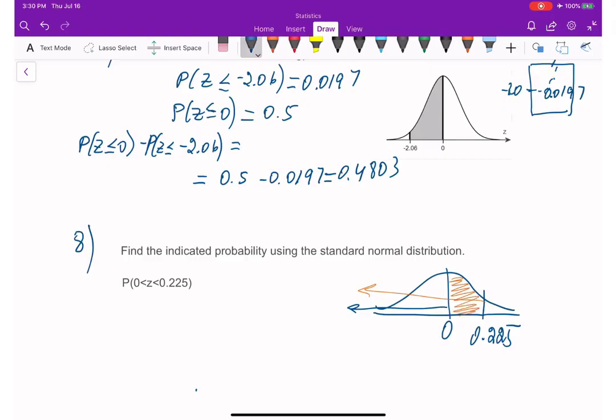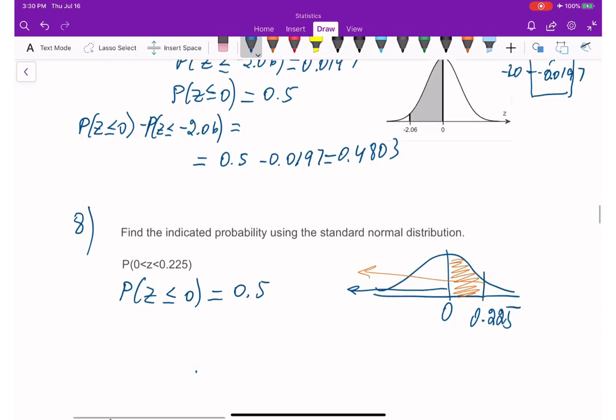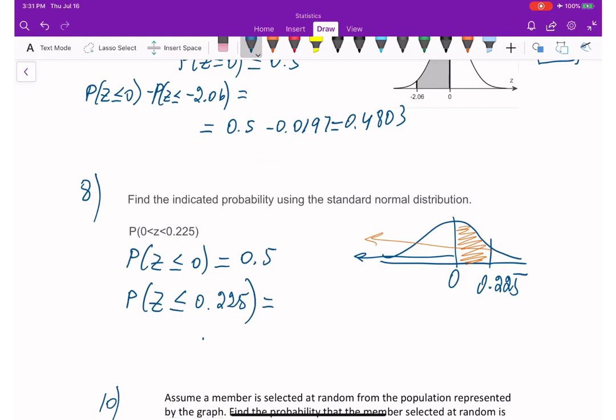Let's go. Probability of z-score less equal 0 is going to be 0.5, right? You don't even need to go to the table for this. Every time z-score equals 0, it's 50% because we have a bell-shaped graph. So when it's 0, 50-50. Probability of z-score less equal 0.225: if you look in the positive table, it's going to be 0.591.